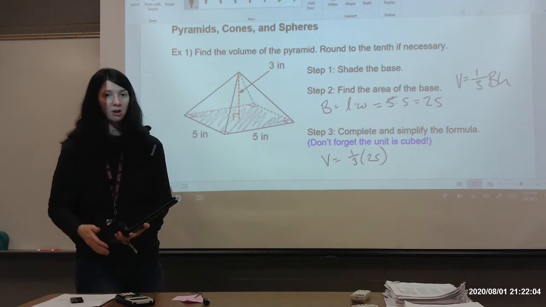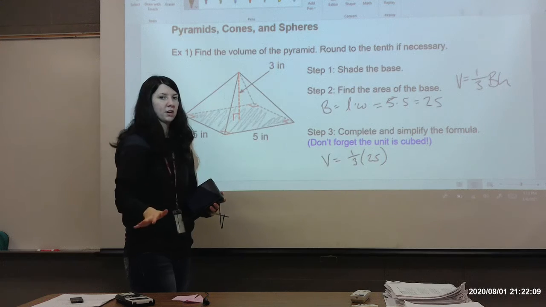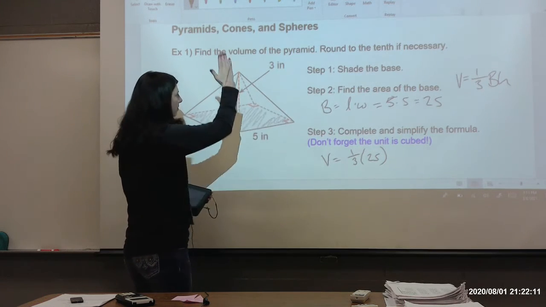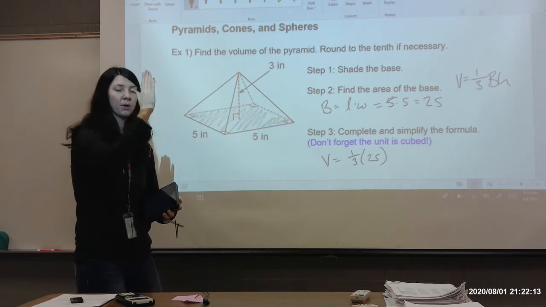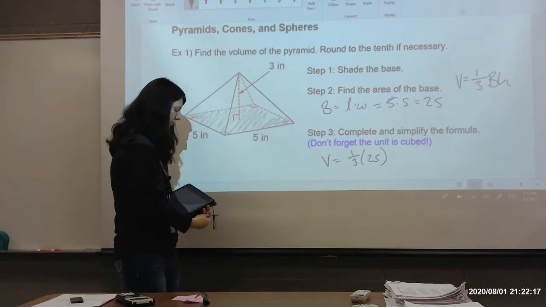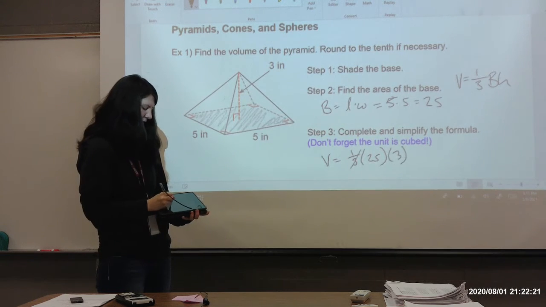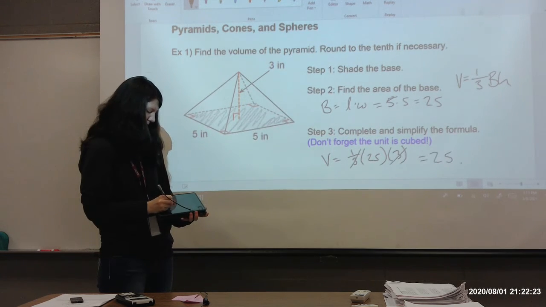Now, be very careful here. The height, it's not the slant height. The slant height is used for surface area. We don't want that. We want the height of the pyramid, okay? And remember, I talked about being perpendicular, making that right angle. So look for that right angle here. So the height is 3. Okay. Well, 1/3 and 3 cancel, so we're left with just 25 inches cubed.